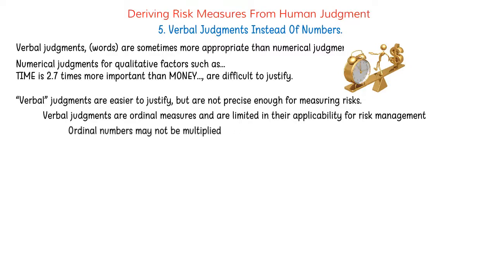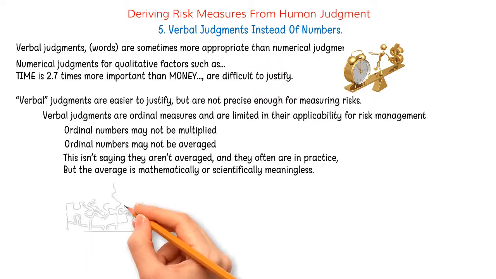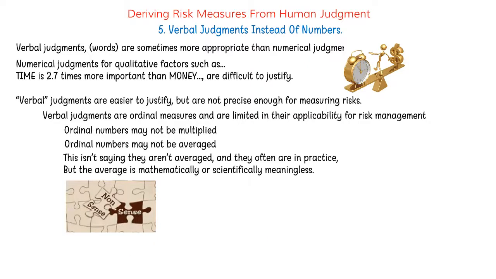Ordinal numbers may not be multiplied. Ordinal numbers may not be averaged. This isn't saying they aren't averaged, and they often are in practice, but the average is mathematically or scientifically meaningless. For example, what is the average of excellent and fair?